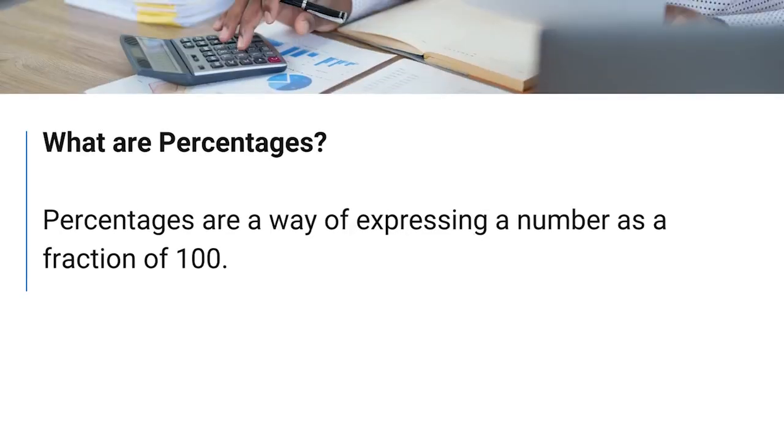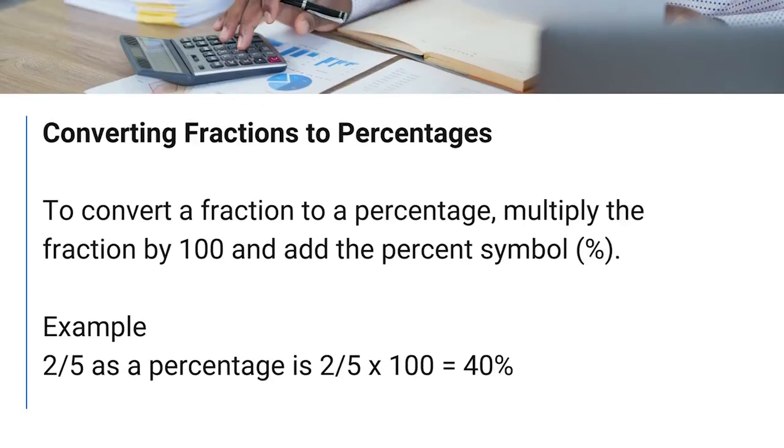Calculating percentages. What are percentages? Percentages are a way of expressing a number as a fraction of 100. Converting fractions to percentages. To convert a fraction to a percentage, multiply the fraction by 100 and add the percentage symbol. Example, 2/5 as a percentage is 2/5 times 100, which equals 40%.